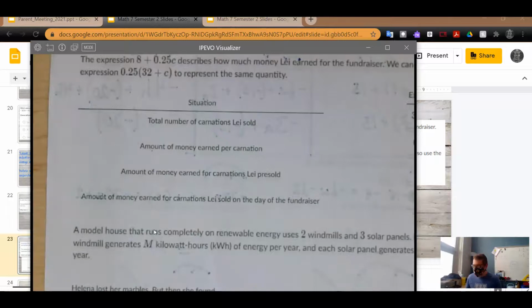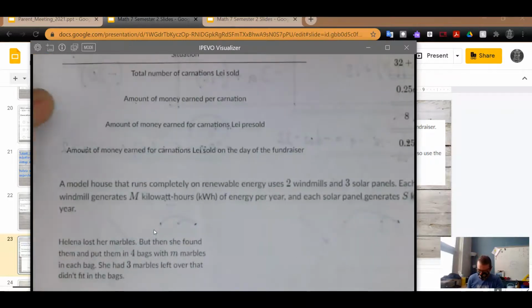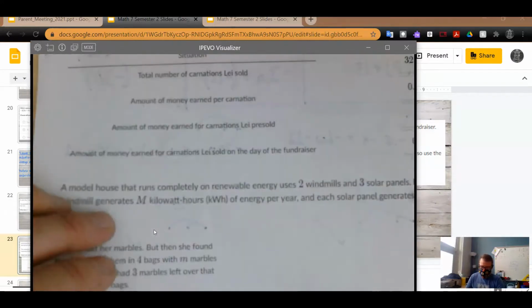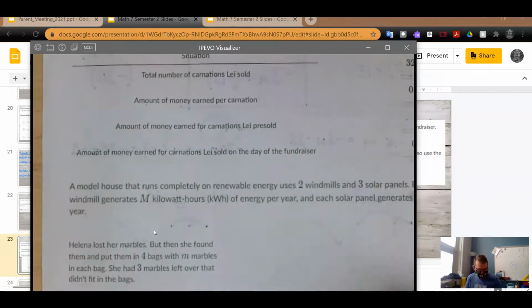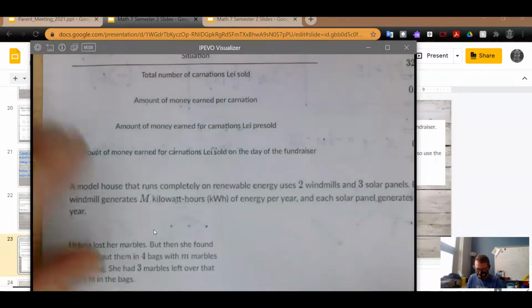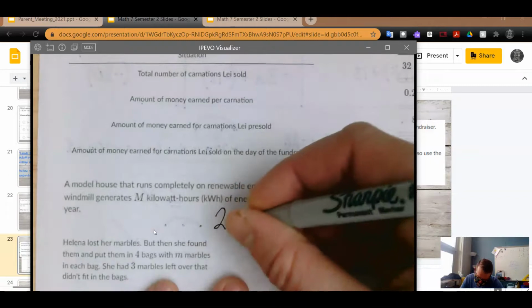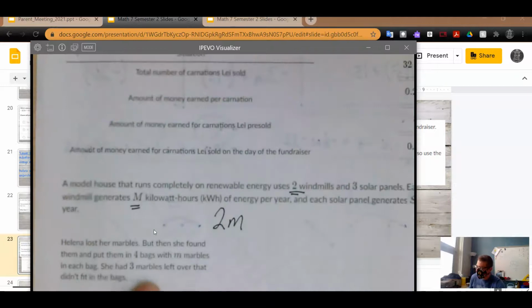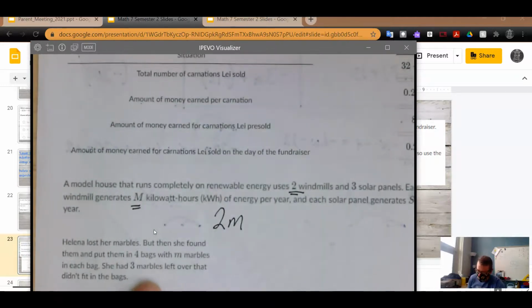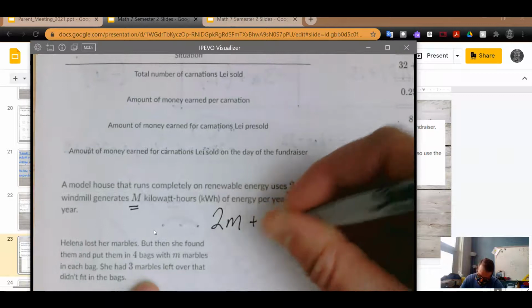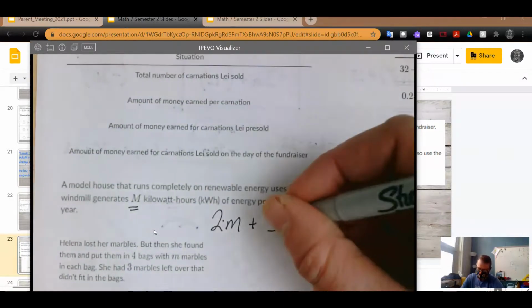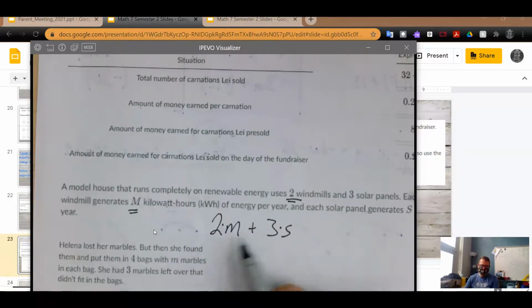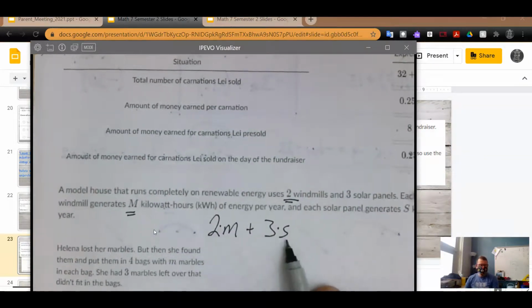Mia, can you tell me what expression we could write for our model house? Skylar? We have 2 windmills. Guys, 2, and then the thing that represents it is M for mill. Excuse me, we have 3 solar panels. So we will generate 2 times whatever each mill gets. Really, it's a turbine. And 3 times whatever each solar panel gets.